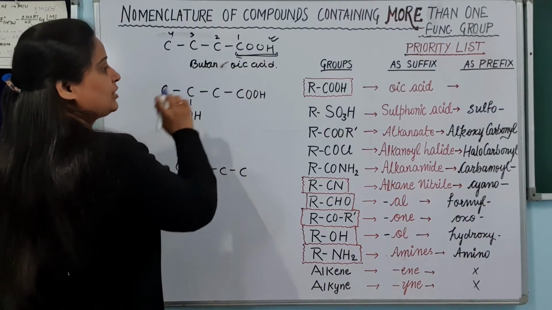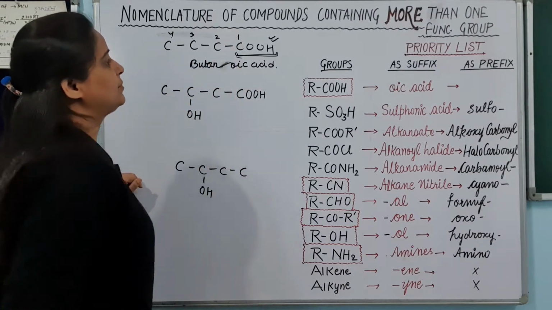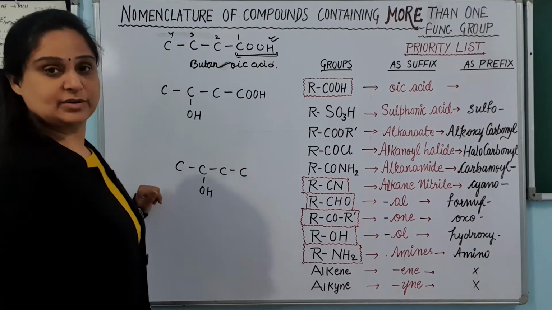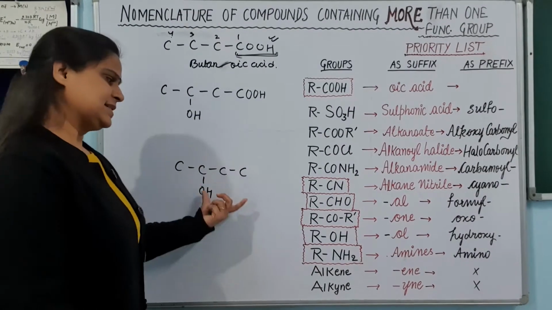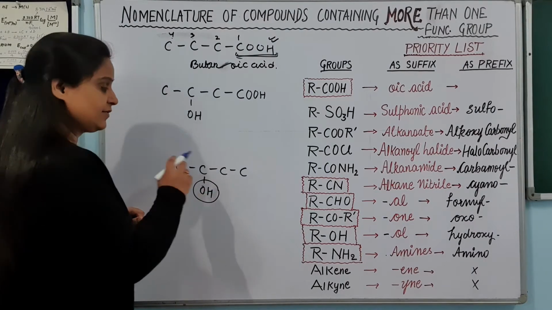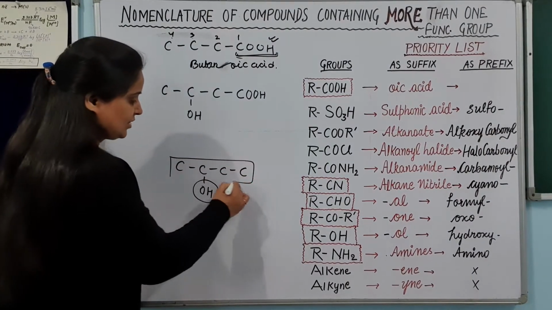E and O cannot come together, so the name of this compound becomes butanoic acid. So this way we are supposed to name the compound. Same way, if I am numbering this, I have to give the priority to my OH. I have to select the longest chain. So this is the longest chain.